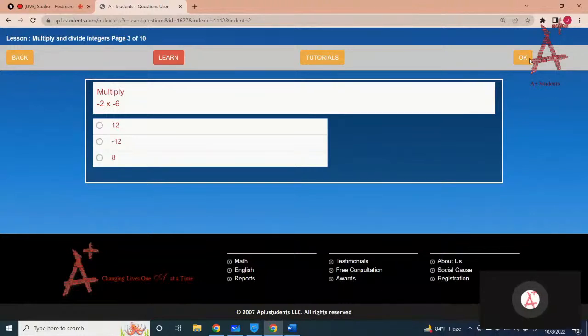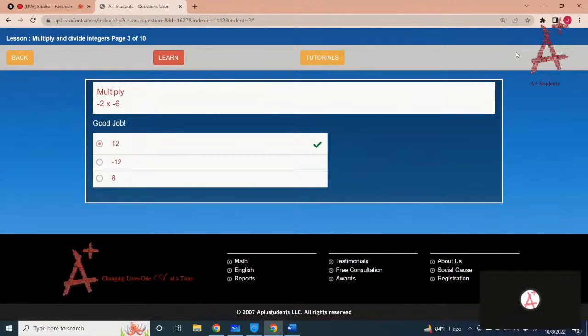Okay, negative 2 times negative 6 is, again you are multiplying two numbers with the same signs, so your answer must be positive, and the correct option is 6 times 2 is 12. Select the correct option and click on the OK button.